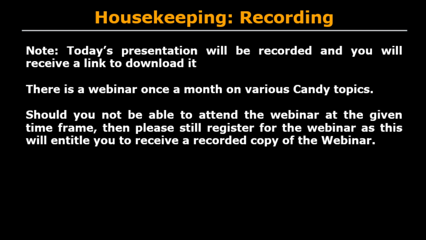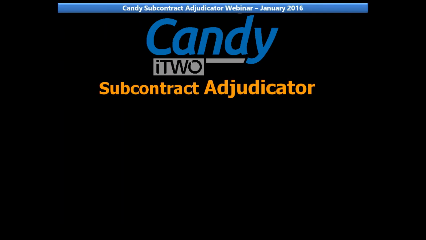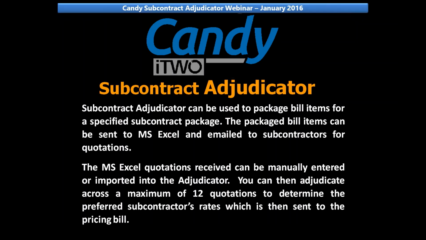Let's get started. So what can we do in Subcontract Adjudicator? Subcontract Adjudicator can be used to package bill items for a specified subcontract package. The package bill items can be sent to Microsoft Excel and emailed to subcontractors for quotations. The Microsoft Excel quotations received can be manually entered or imported into the adjudicator.